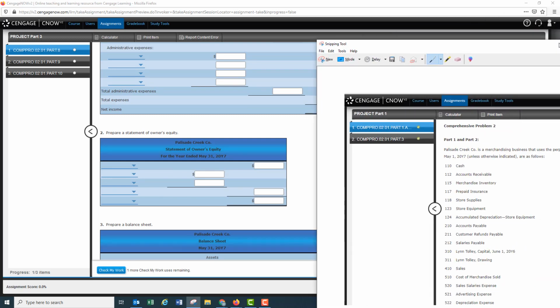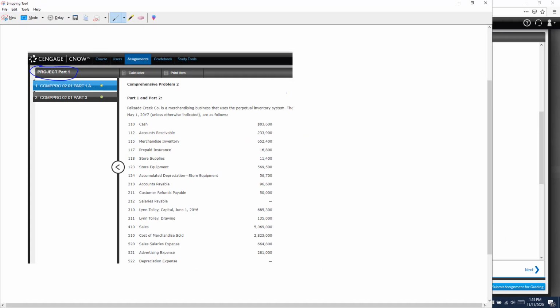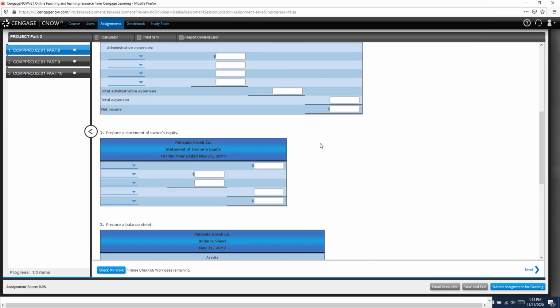Go to project part 1. Here it is, project part 1, okay? And what's given in the problem in project part 1 as information? You see, here's the capital account that's given, 685,300, and that's June 1st, 2016.